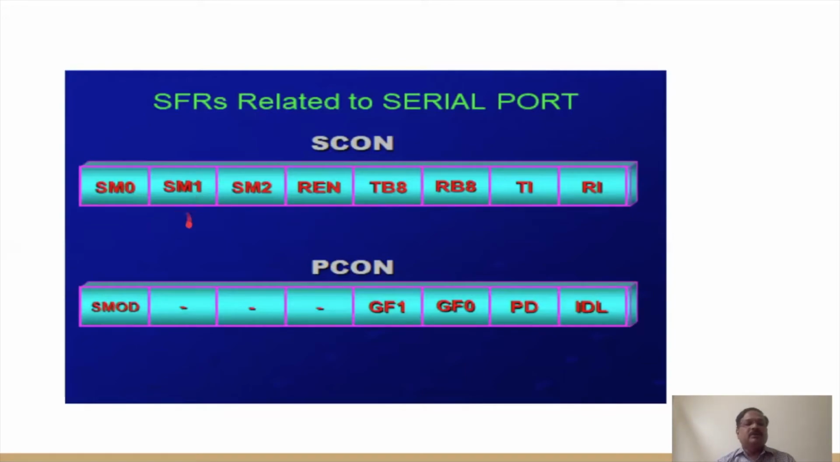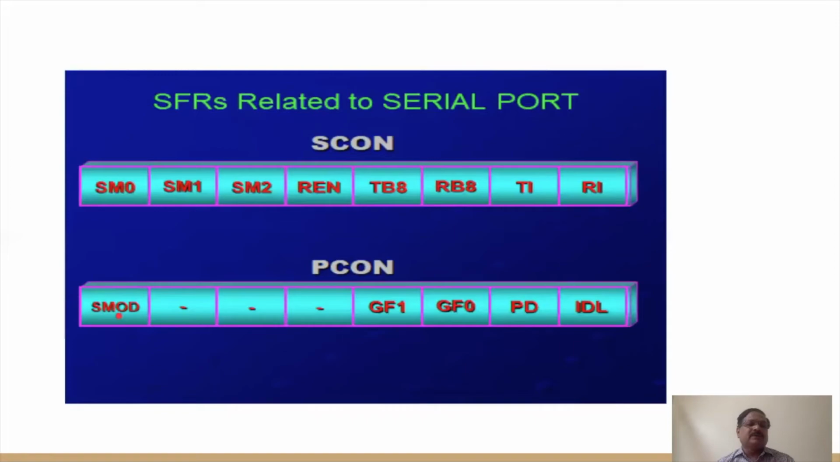We already discussed the modes of the serial port. So that is about the SM0 and SM1 bits of the SCON register. Now, there is one more, PCON, called the power control register. Only the MSB bit of that is used for serial communication, that is the SMOD bit, which is mainly used to decide the baud rate.